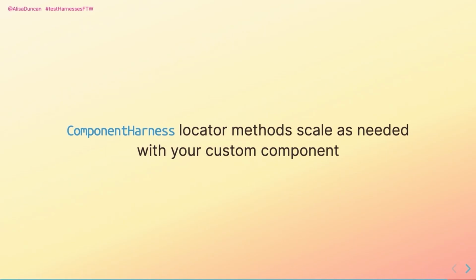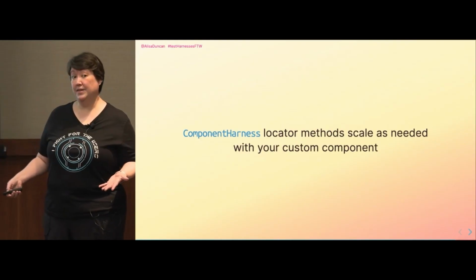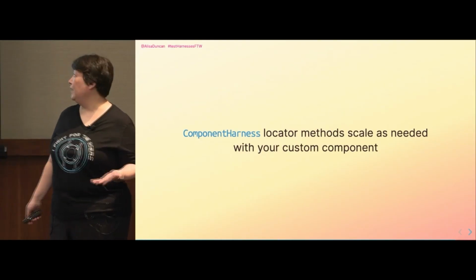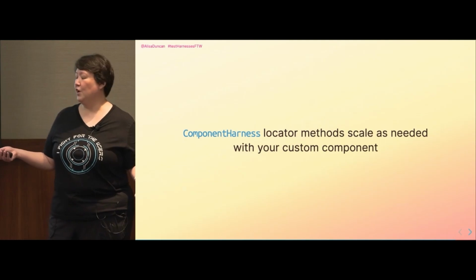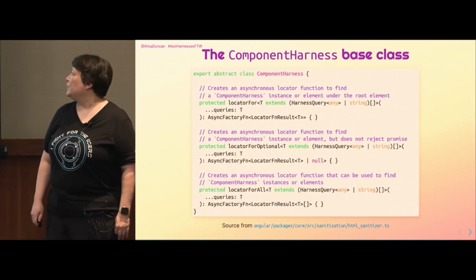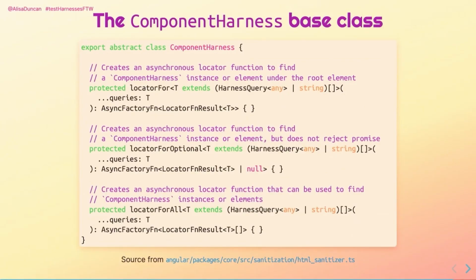If you notice that component harness base class that we used, that base class actually has other locator methods that we can call instead of just locatorFor, which allows our test harness to scale as the complexity of our custom component scales. So other ways that we could get access to those elements on that component, in addition to locatorFor, which we can pass in a selector, and it returns either that element or it's going to reject the promise, is that we don't have to just limit it to passing in a selector. It's actually what's cool, we can also pass in other test harnesses.